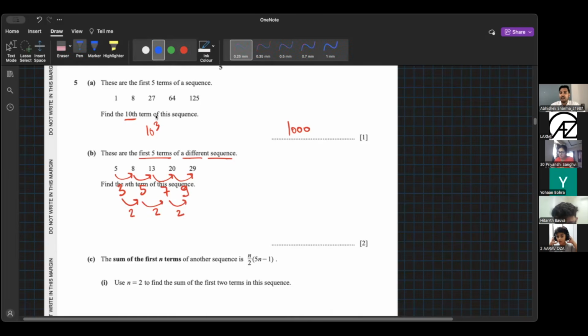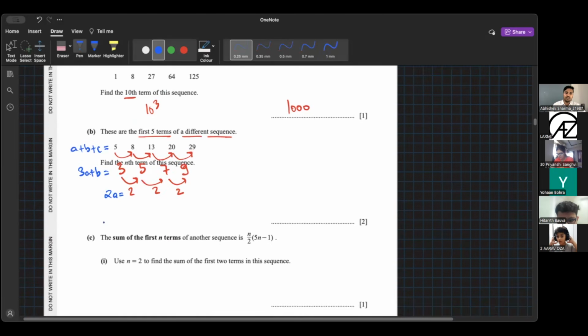This is a quadratic equation. Yes. As the second difference is common, this is a quadratic sequence. So we can write 2a equals to 2, 3a plus b equals to 3, and a plus b plus c equals to 5. Starting from 2a equals to 2, I can write 2a equals to 2. So a equals to 1.